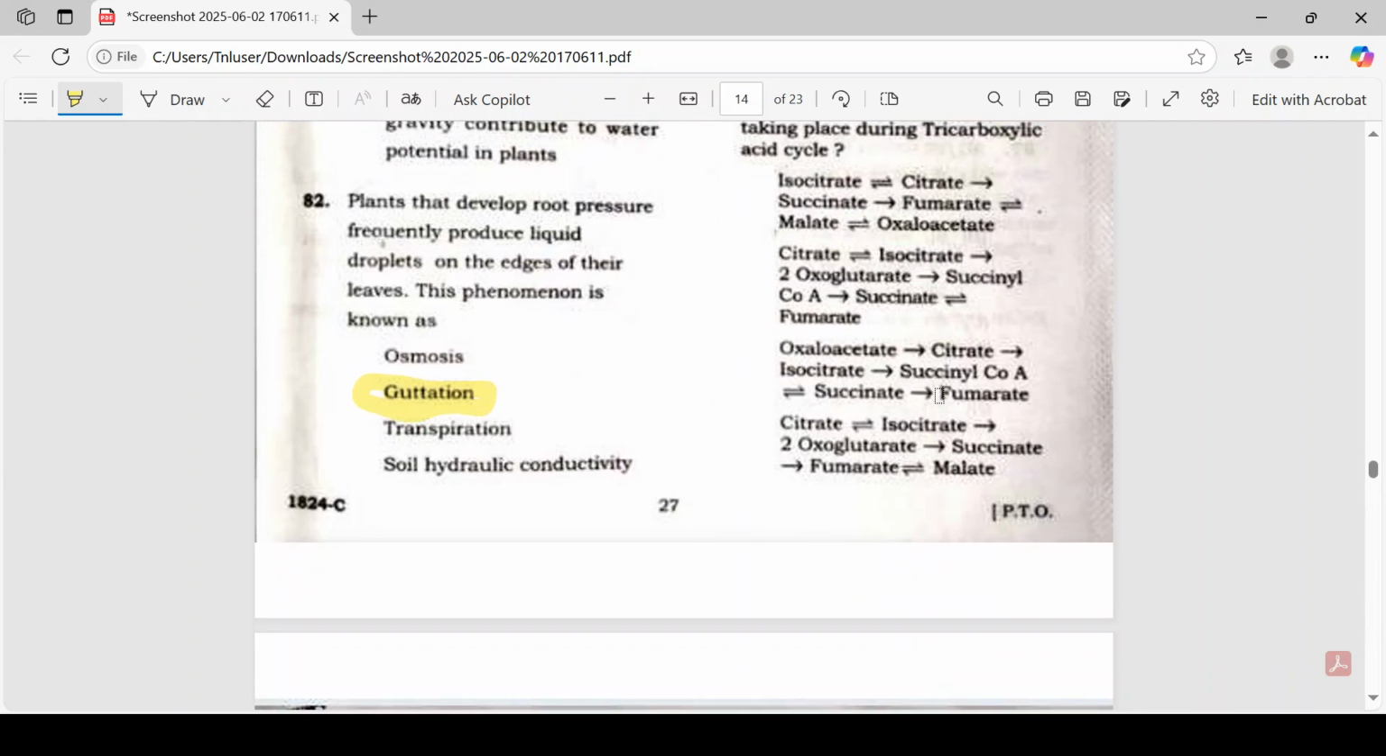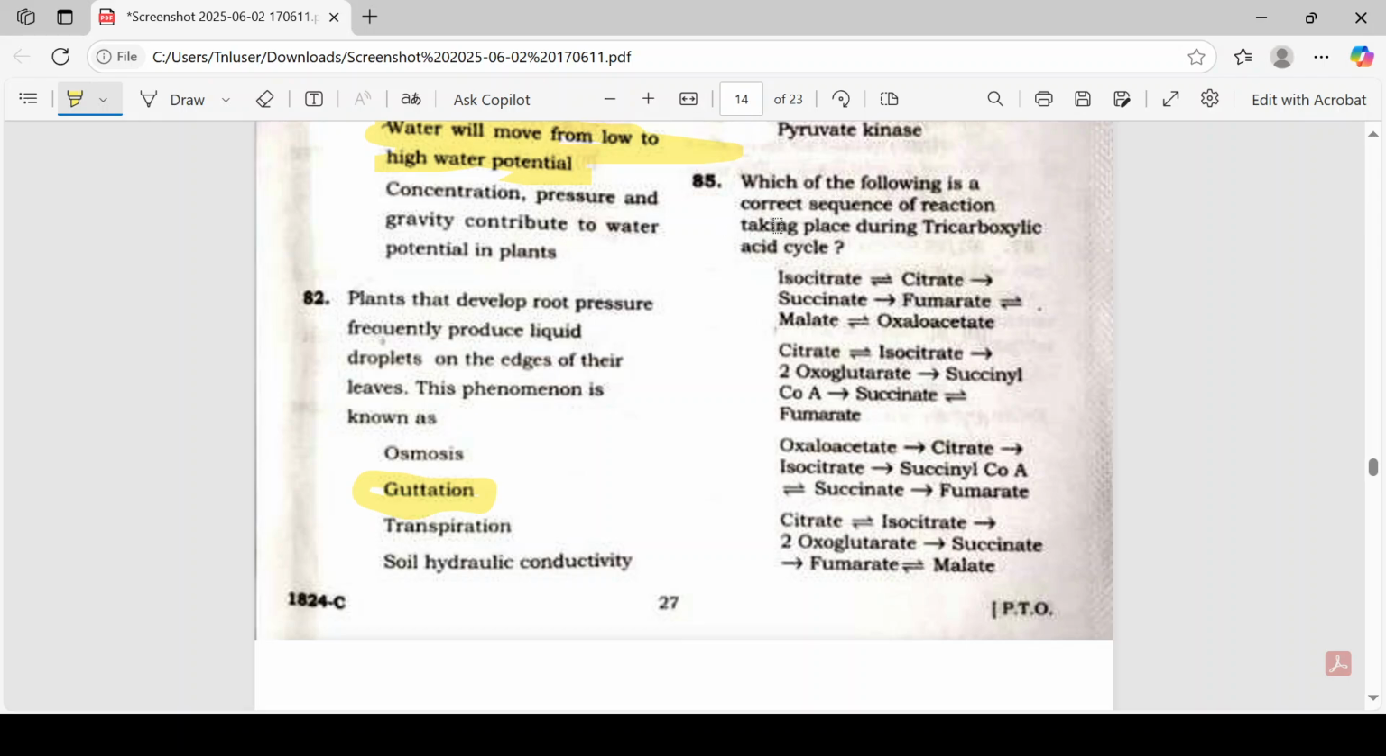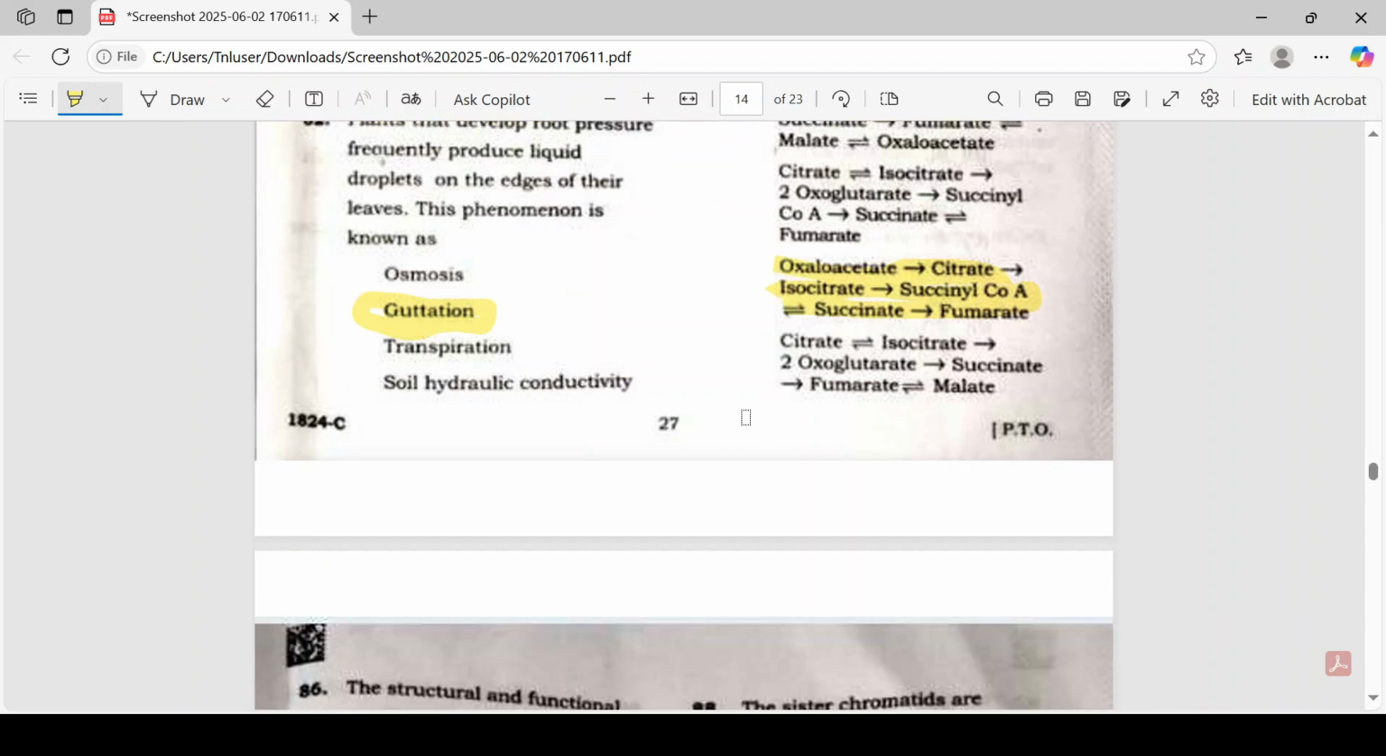Question number 85, which of the following is correct sequence of reaction taking place during tricarboxylic acid cycle? So yeah, the correct answer over here will be oxaloacetate to citrate, then isocitrate, succinyl coenzyme A, succinate and fumarate. So option number C will be the correct answer.